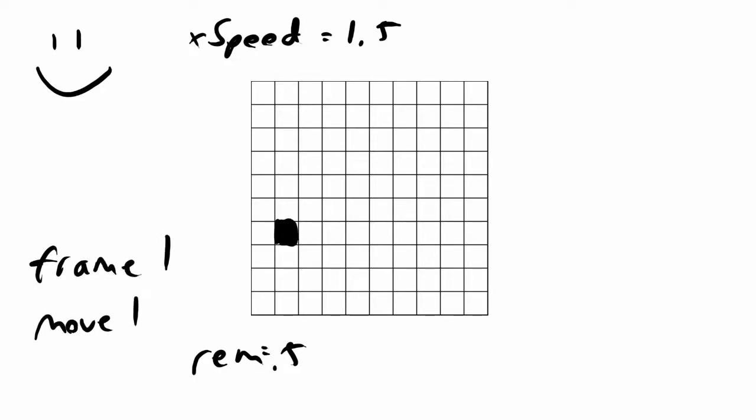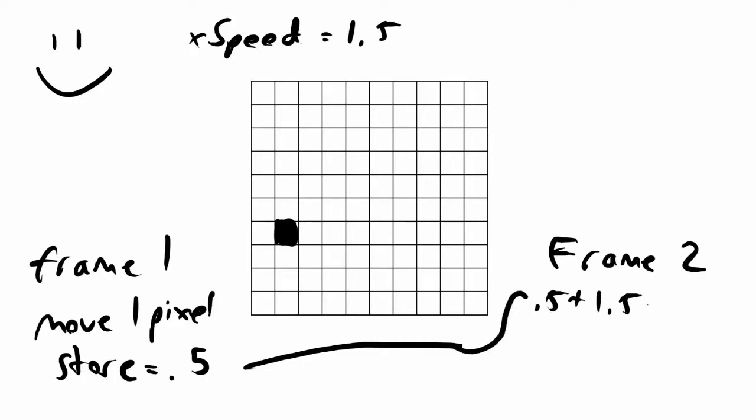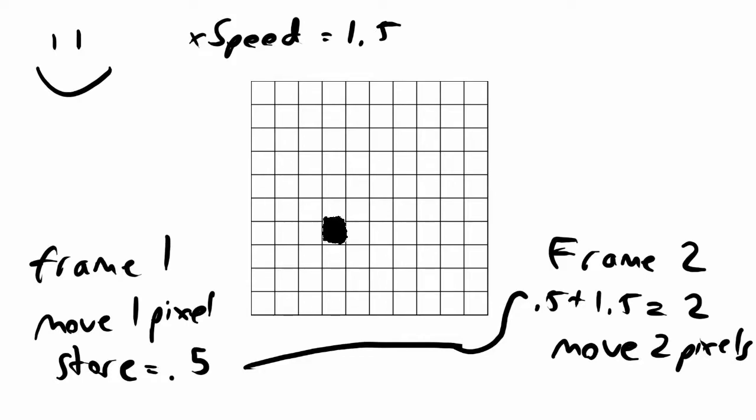For the first frame, we're moving at a speed of 1.5. On the first frame, what we do is we move our character by 1 pixel and store the remainder for the next frame. So now that the next frame has come, we add that remainder 0.5 to 1.5 since we're always moving at a speed of 1.5, which means on the second frame we're moving 2 pixels. The cycle then repeats and allows us to use pretty much any value that we want and still move in pixel perfect steps.